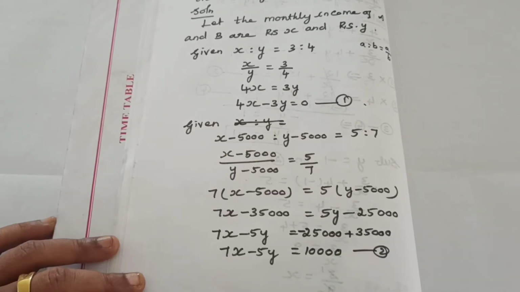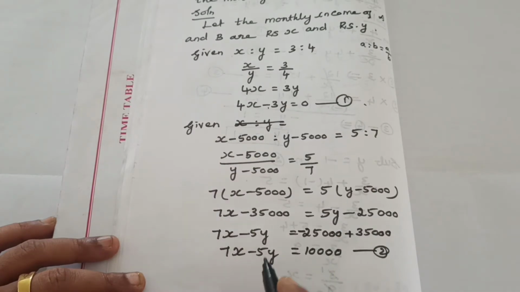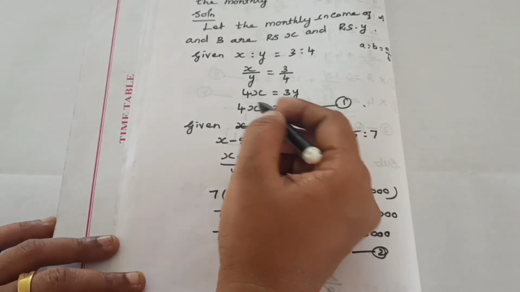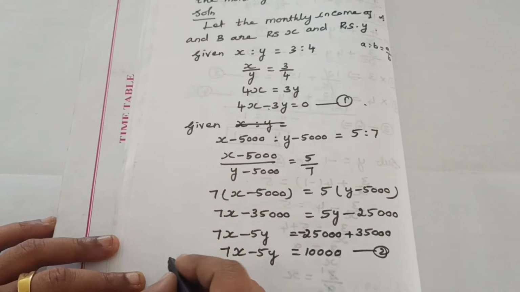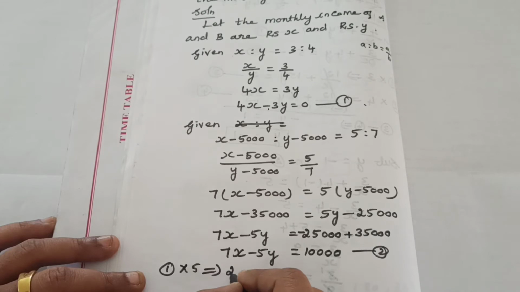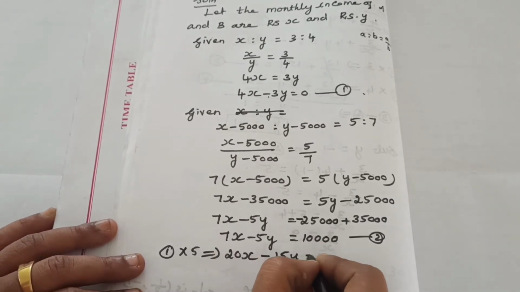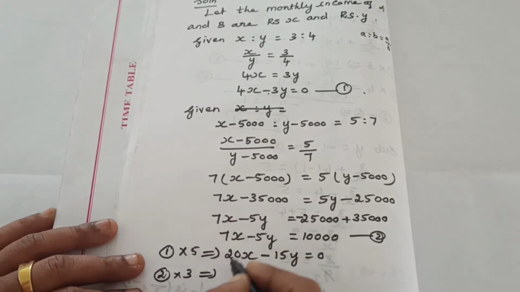Okay, equation number 1 this one, equation number 2 this one. Any one term you have to eliminate, isn't it? So shall we multiply this equation by 5? This equation we have to multiply by 3. Y term we have to eliminate. So equation number 1 into 5, then what we will get? 20x minus 15y is equal to 0. Okay, then second equation into 3. Okay, then what we will get?